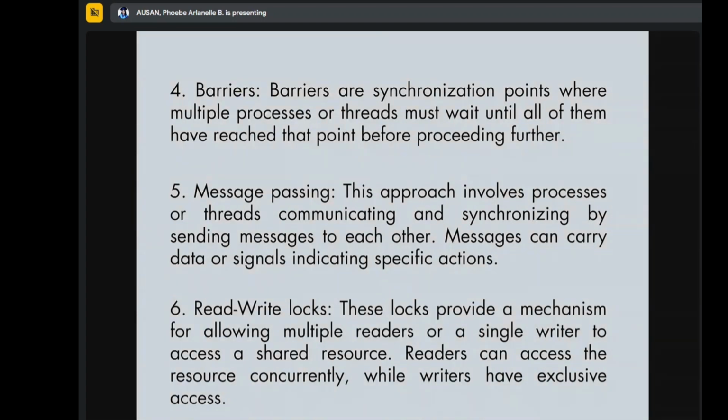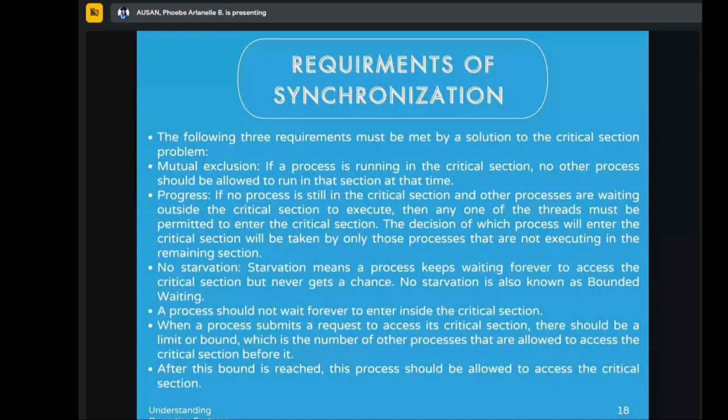Here we have the requirements of synchronization. The following three requirements must be met by a solution to the critical section. First is mutual exclusion. If a process is running in the critical section, no other process should be allowed to run in that section at that time. So it should be one at a time only.